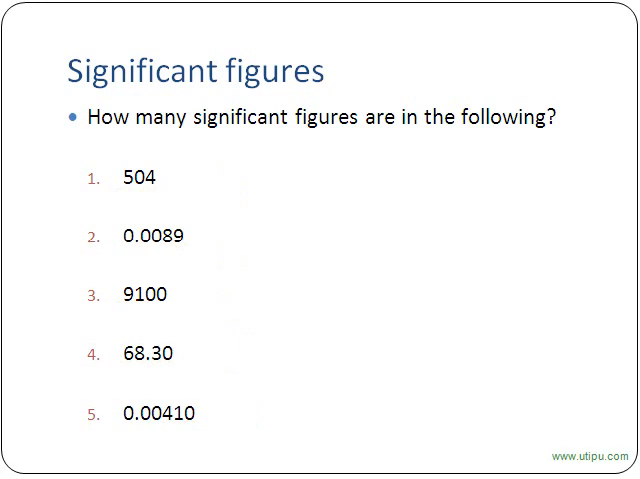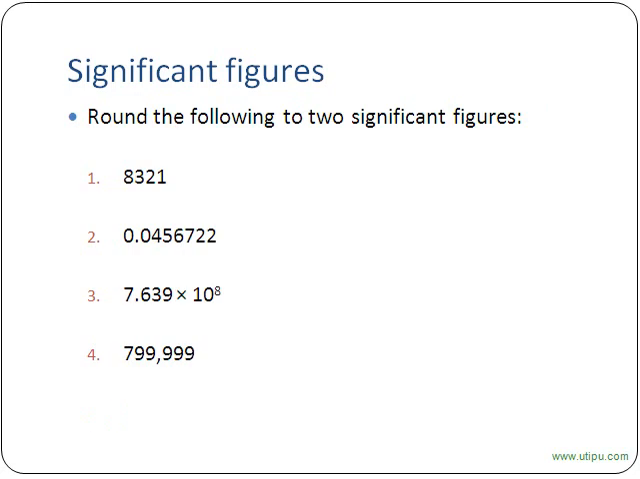So let's take a look at our next one here. Round the following to 2 significant figures. So we've got numbers that are not the right number of significant figures, and we want to get them there. So our first one here is 8,321.